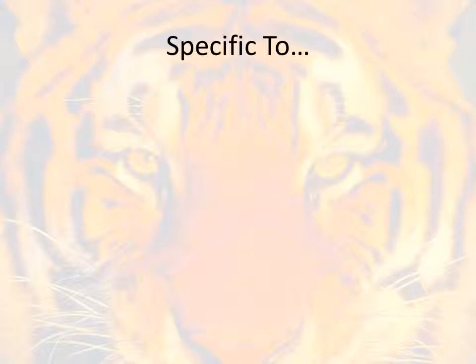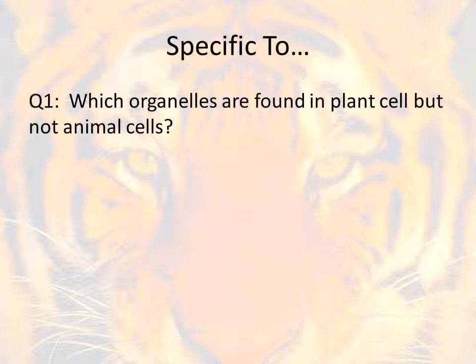All right, moving on to the last section of the video. For this section, we've got 2 questions. Now, on these 2 questions, I will not give you the answers in the video, but these are 2 questions that you need to use to put it all together so that you really understand where these are found, whether it be a plant cell or an animal cell. So question 1, which organelles are found in plant cells but not found in animal cells?